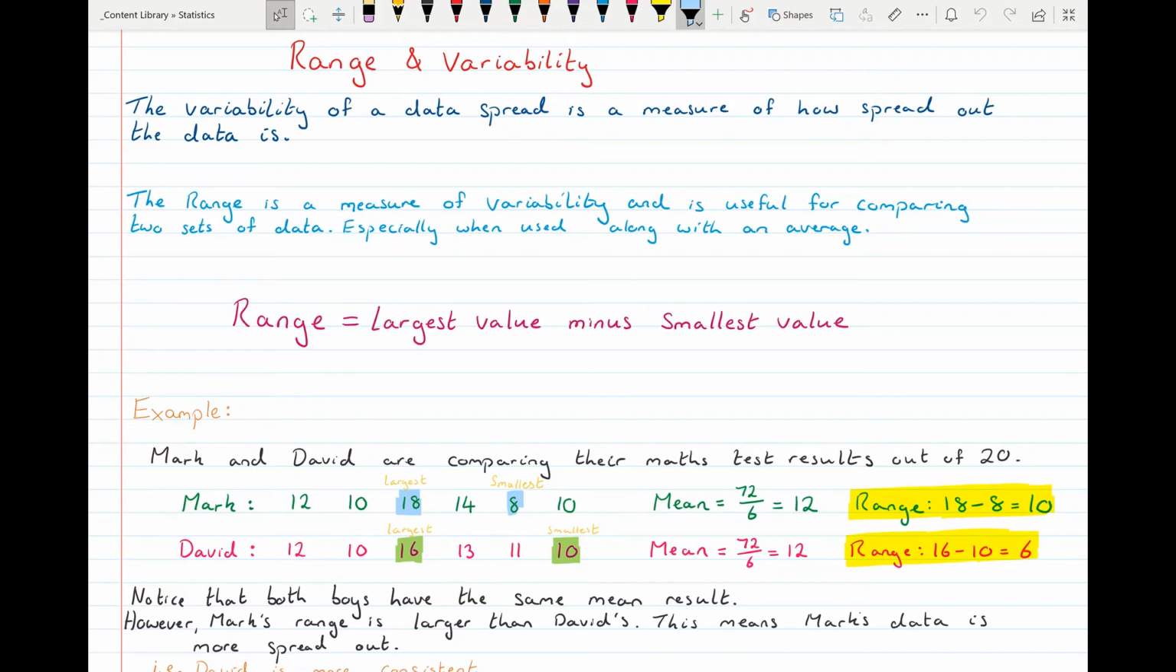But if we examine them with the range, where we get the largest result for Mark, which was 18, and the smallest result, which was 8, and take them away, we see that his range is 10. So his results were spread out over 10 marks. If we do the same for David, his results go from 10 to 16. So his range is 6 marks. That means that Mark's is more spread out than David's. David's is clumped more around the centre.